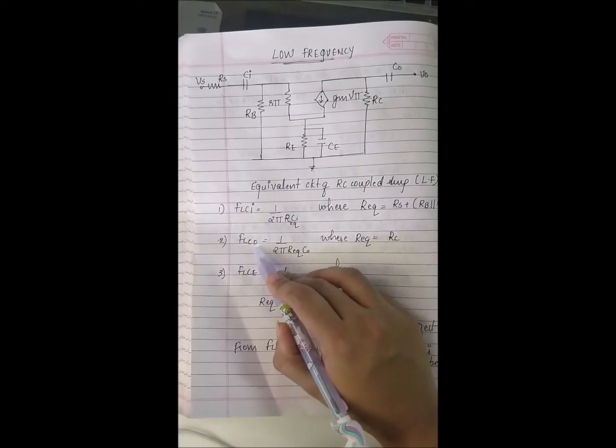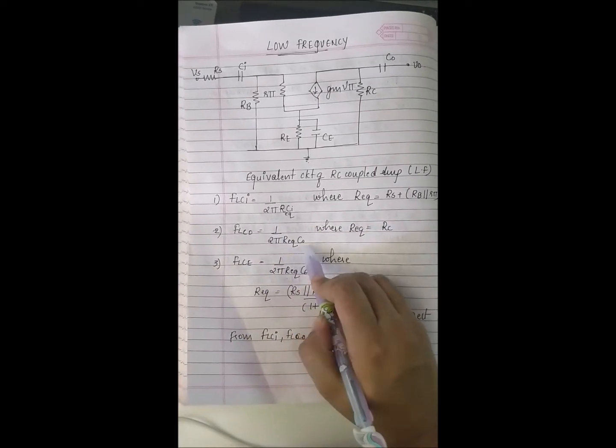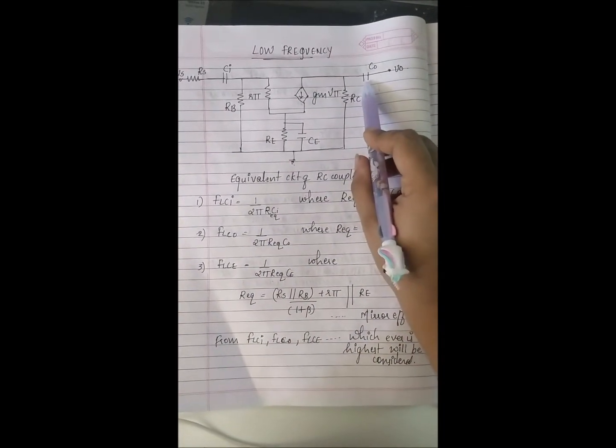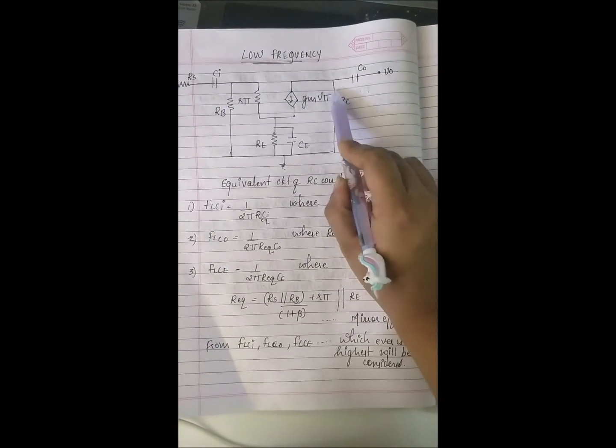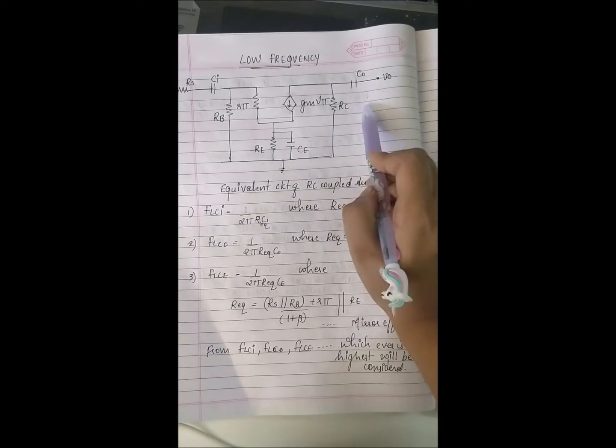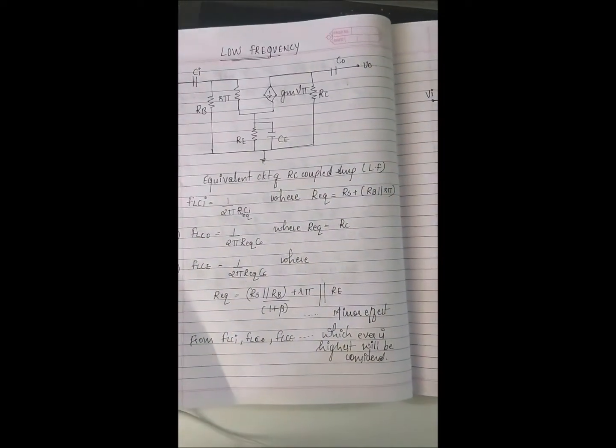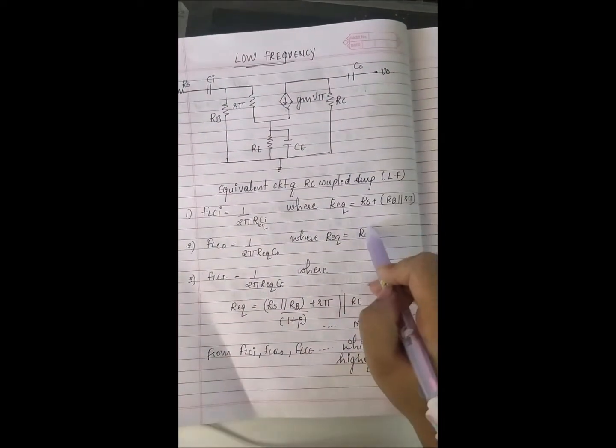Next is FLCO. FLCO is equal to 1 upon 2 pi REQ CO. Considering over here, other capacitors will be shorted. You can see only one capacitor, only one resistor is considered. If ever we have an RL circuit, with RL connected over here, it will be RC plus RL.